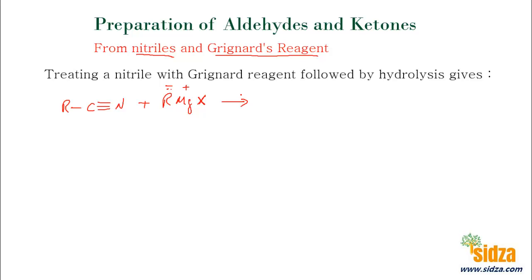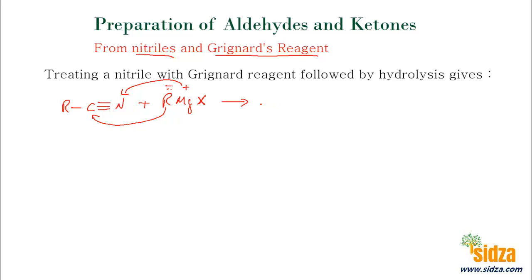First there will be the addition reaction, right? This Grignard reagent will add across a pi, this carbon nitrogen pi bond. So the pi bond will break, and one of the alkyl groups here will go here, and the magnesium will go with the nitrogen. It will go and attack here. So the triple bond will break into a double bond.